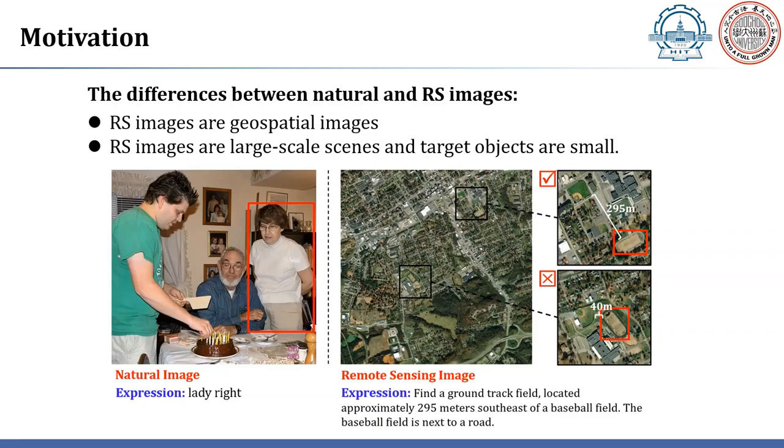Second, remote sensing images cover a larger area than natural images, and finding objects in remote sensing images is very difficult. So, in remote sensing images, the target objects are not easily identified, and visual grounding is more challenging.